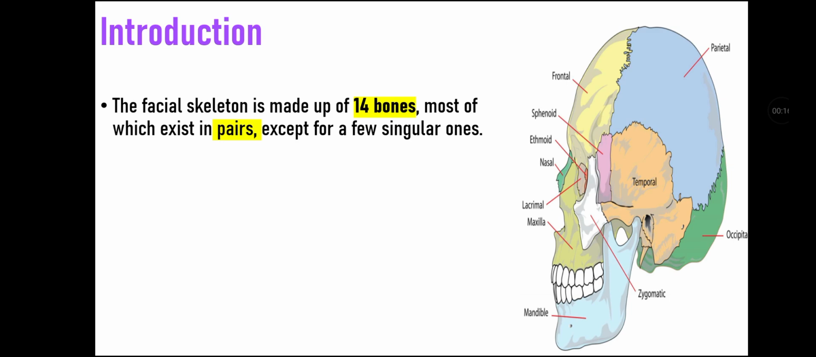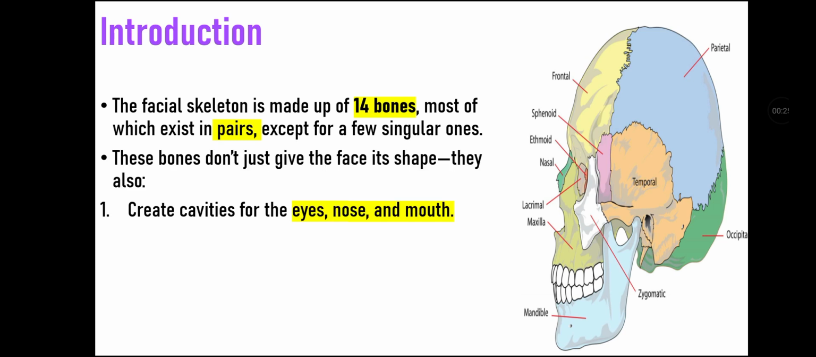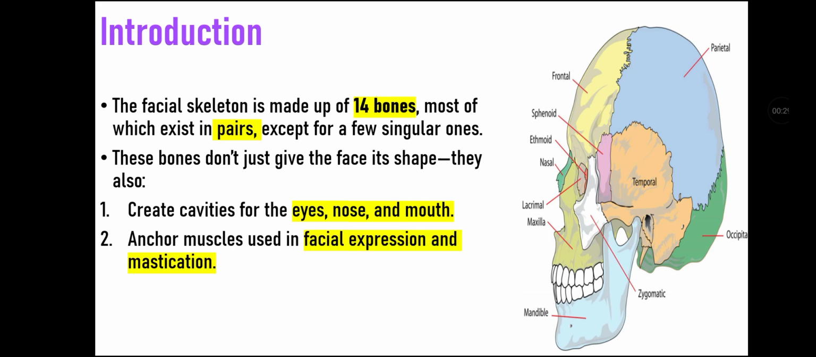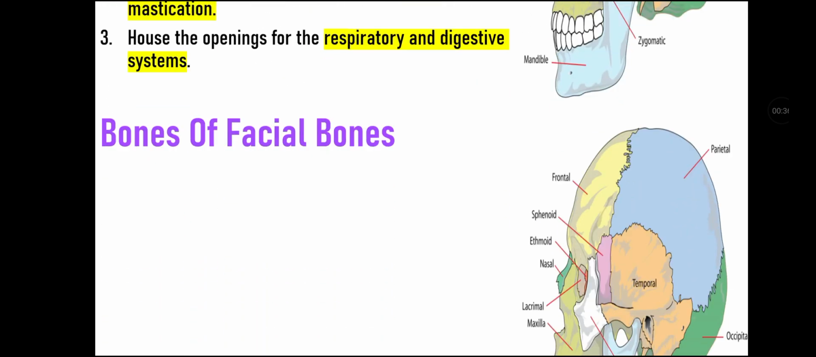Facial skeleton is made up of 14 bones, most of which exist in pair, except for few singular ones. These bones don't just give the face its shape, they also create cavities for eyes, nose, and mouth. They also anchor muscles used in facial expression and mastication. They house the opening for respiratory and digestive system.